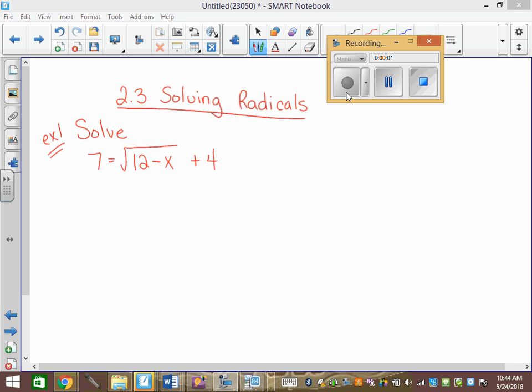2.3, solving radicals. The catch with solving radicals is, what can we not have under a radical sign? We can't have negatives. Can we have a 0? Can we take the square root of 0? Square root of 0 is 0, so that's fine, right? Logs, you can't have a 0 beside, and logs, you can't have a negative, we agree. But radicals, we can have 0. We just can't have negatives underneath, correct?